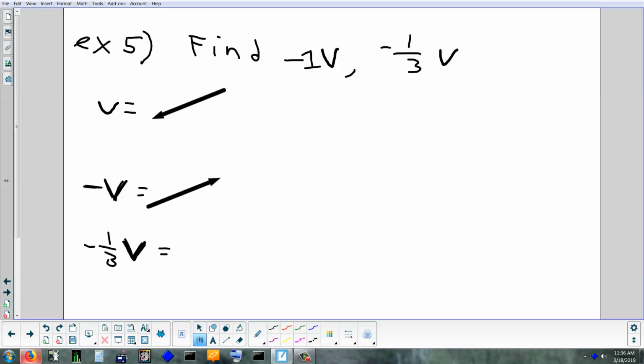Well, Madison, how's negative 1/3 v going to compare to negative v? What's going to happen? It's gonna be a third of it. A third of the length. So I'll just try to estimate where you think a third would be. Maybe about like that. And there's negative 1/3 v. Any questions on that one? So again, scalar products.